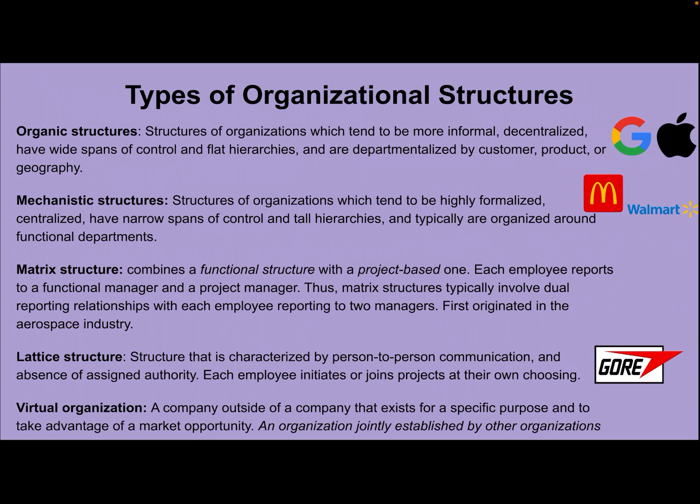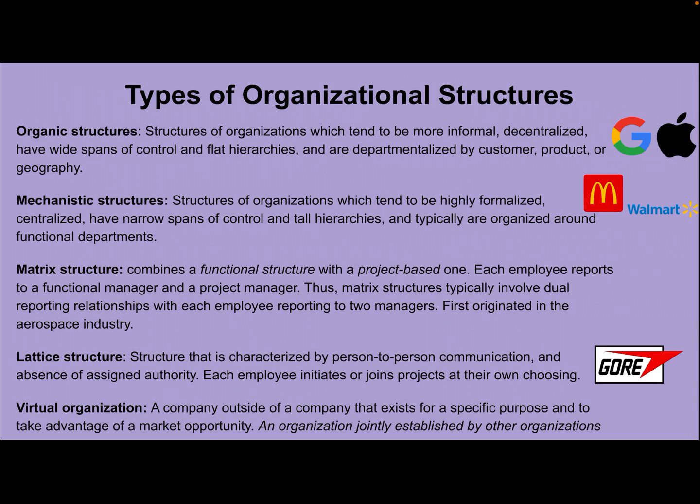Mechanistic structures are structures of organizations which tend to be highly formalized, centralized, with narrow spans of control and tall hierarchies, typically organized around functional departments. It's more of all the old school stuff, right? Lots of management, very centralized decision-making, everything's written down and formalized, everything's divided up in the old school way of functional departments. But although it's not the norm, it's less than half, there are still a lot of companies that operate this way.